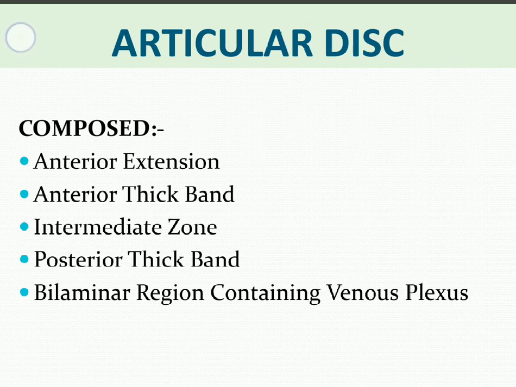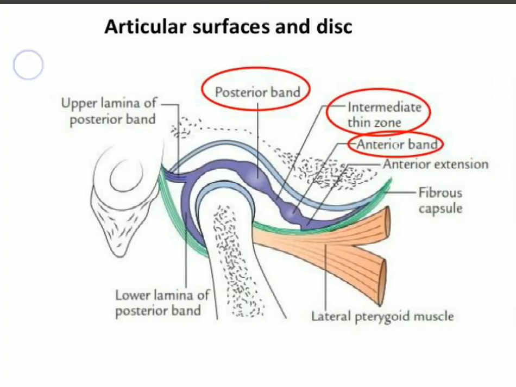Articular disc has various parts also. All these parts we'll try to understand with the figure. So these are the parts. This is the articular disc basically. So it is concavo-convex, superior surface, and the inferior surface is concave.